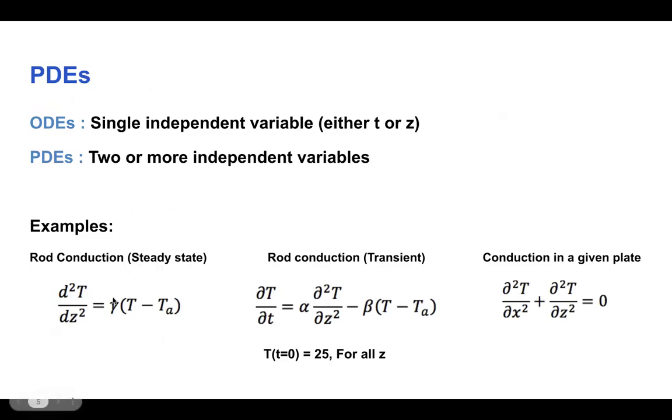That is, we are saying that the dependence of the temperature on time is at steady state. That is, dT by dt, the derivative with respect to time, is equal to 0. That is why we say the system is in steady state.